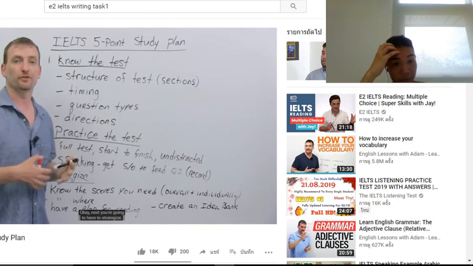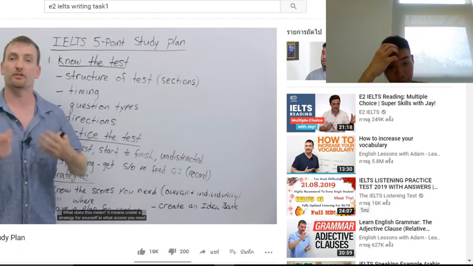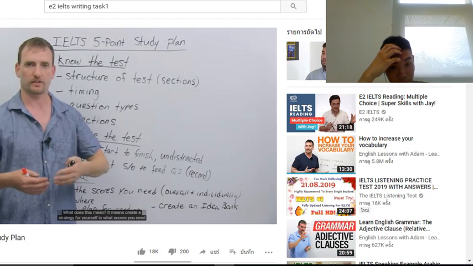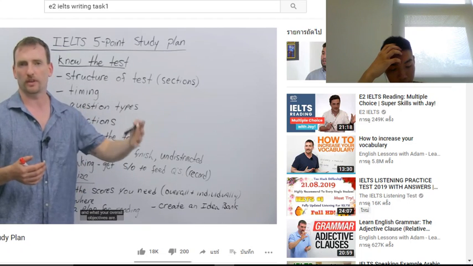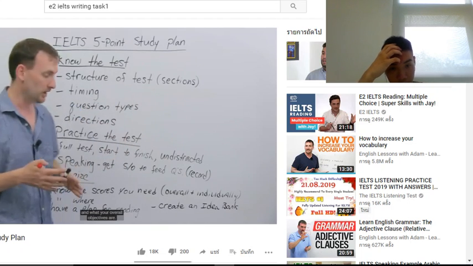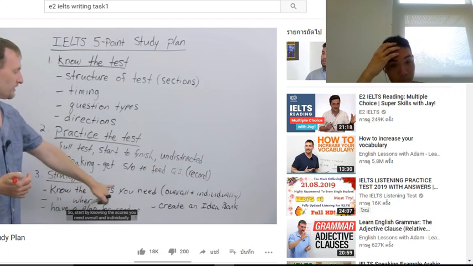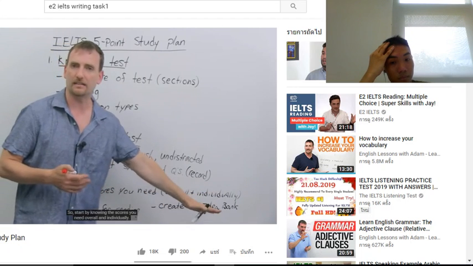Next, you're going to strategize. What does this mean? It means create a strategy for yourself in what scores you need and what your overall objectives are. So, start by knowing the scores you need, overall and individually.